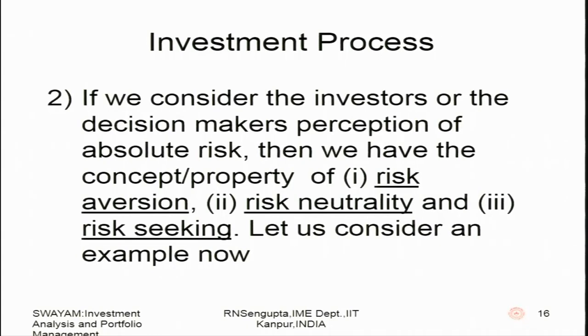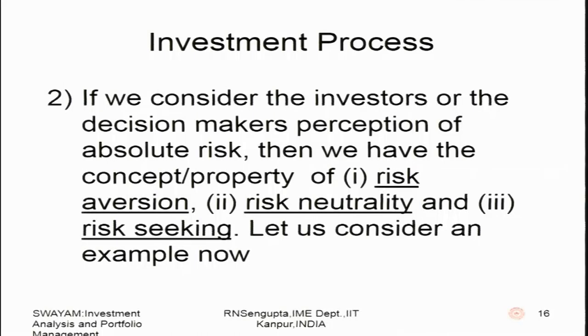What are the three subsets corresponding to the second property? If we consider the investor's or the decision maker's perception of absolute risk, then we will basically have these three concepts: a risk aversion property, a risk neutrality property, and the property of a person who is risk seeking. So, let us consider an example to highlight this second set of properties.